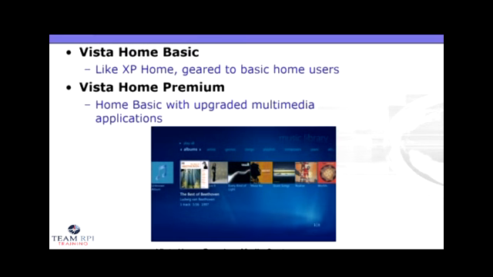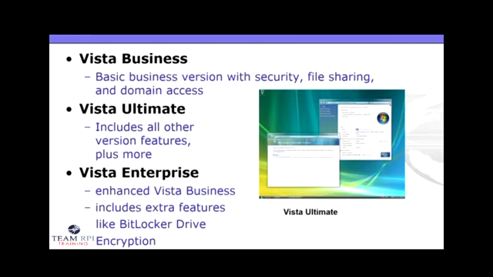Next, we have Windows Vista. Vista Home Basic, much like XP Home, was geared towards the home user, where Vista Home Premium was geared towards multimedia. Next, we have Windows Vista Business, Ultimate, and Enterprise. With Business, now you got back the security, file sharing, and domain access that you enjoyed with Windows XP Professional. However, most organizations went to Vista Enterprise. It was an enhancement on Vista Business, and it included extra features like BitLocker.